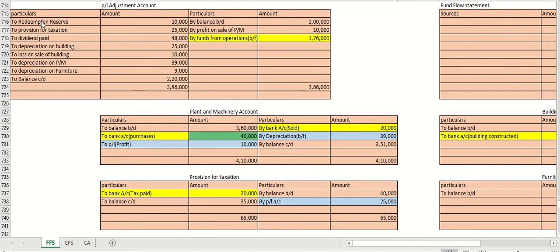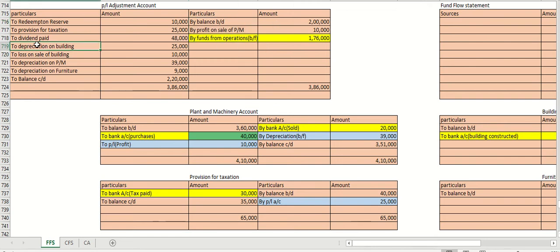So moving on to our next account, which is your profit and loss adjustment account. So if you see a profit and loss adjustment account, any transfer to your reserves, the provisions for taxation, your interest, income tax paid, or dividend paid, and the depreciation charged, and if there is a loss on sale of the long-term assets, all this will be debited in your profit and loss adjustment account. So what all will be credited in your profit and loss adjustment account? So basically your profit on sale of long-term asset or any incomes received. So all this will be credited in your profit and loss adjustment account.